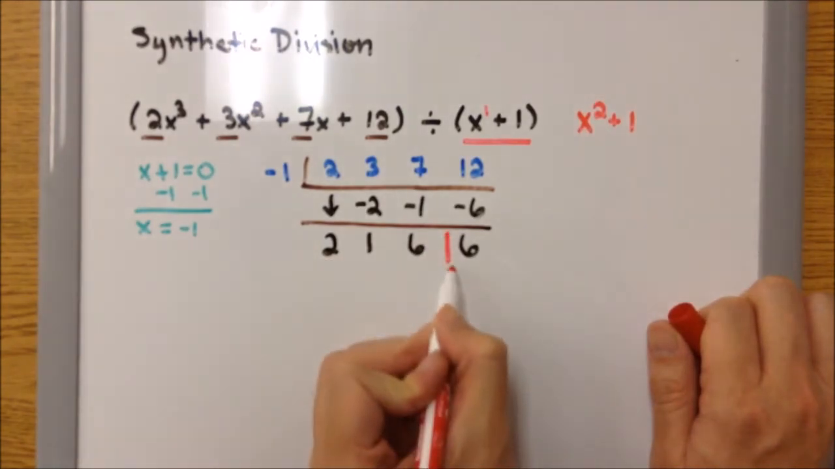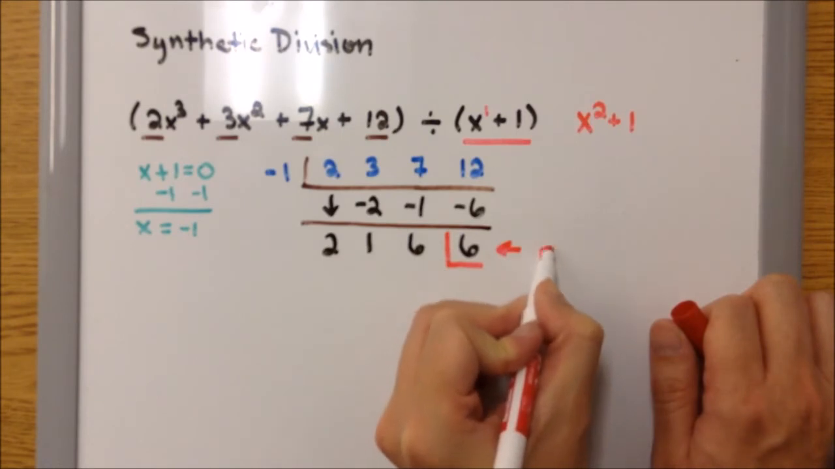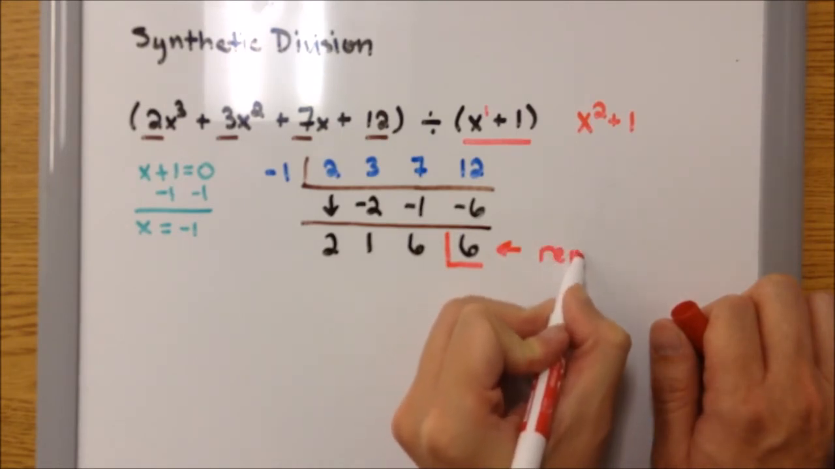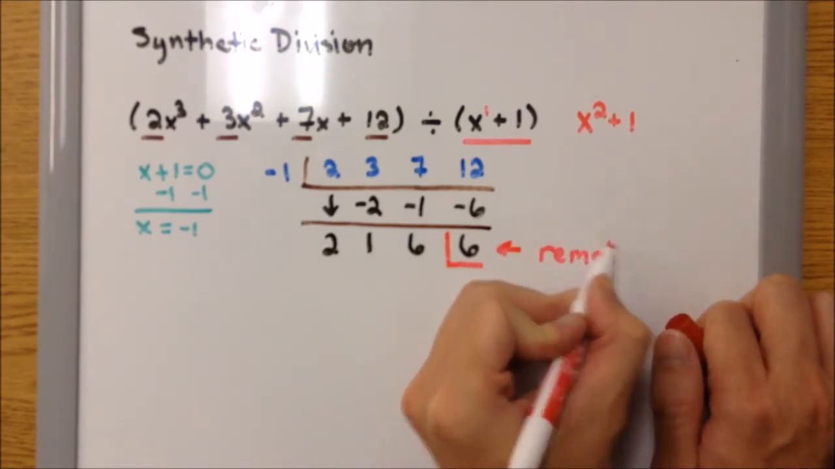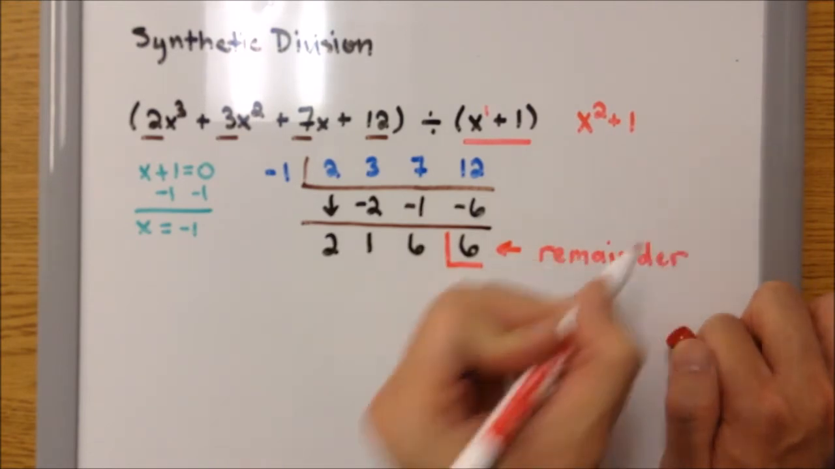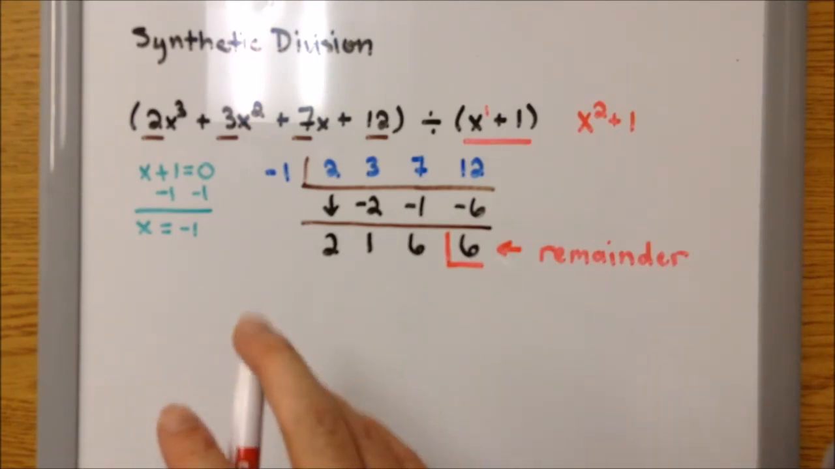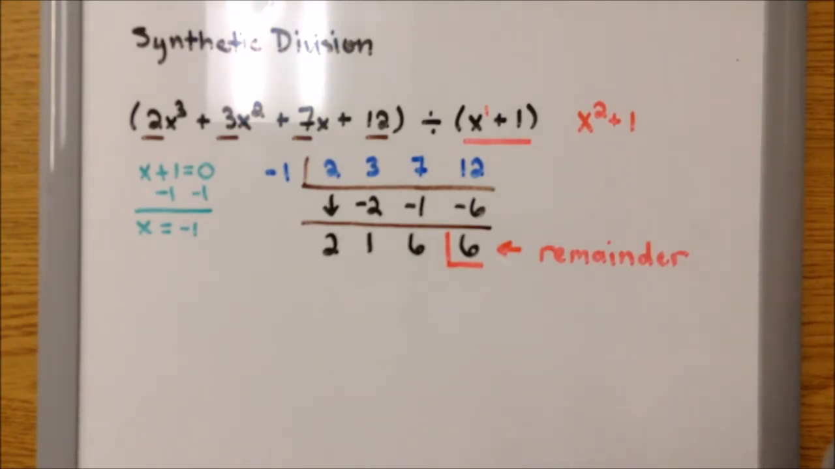So, let me write remainder. So that is our remainder. The last number you have here is always the remainder. Alright. Now, we're going to write out our answer.